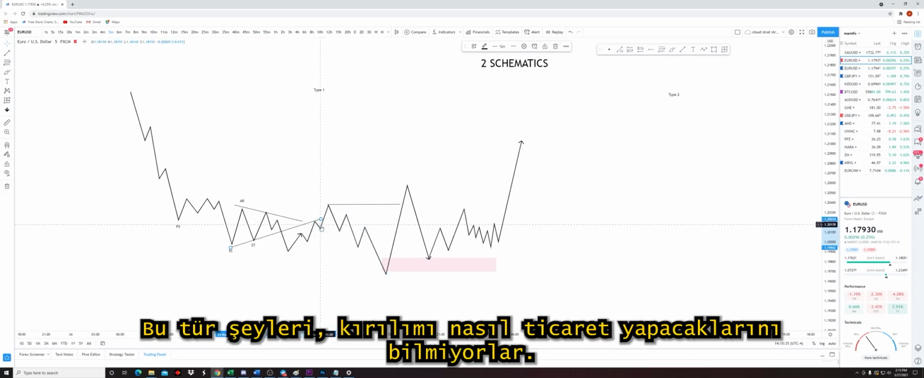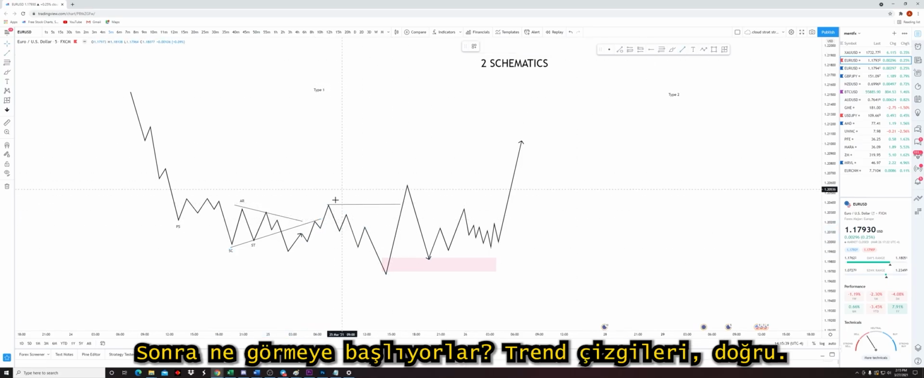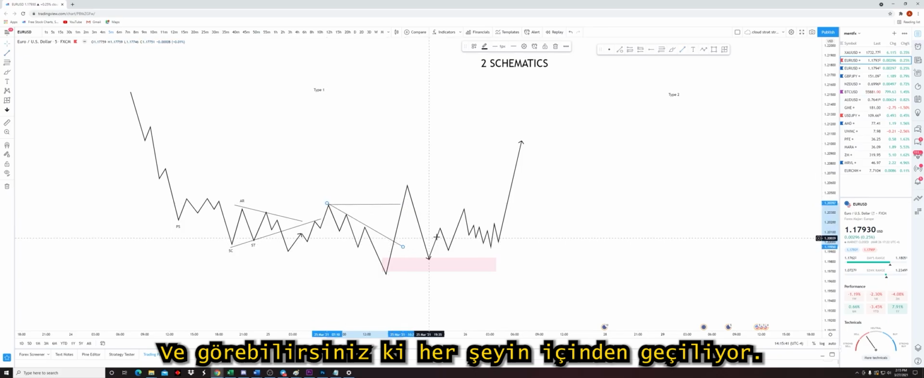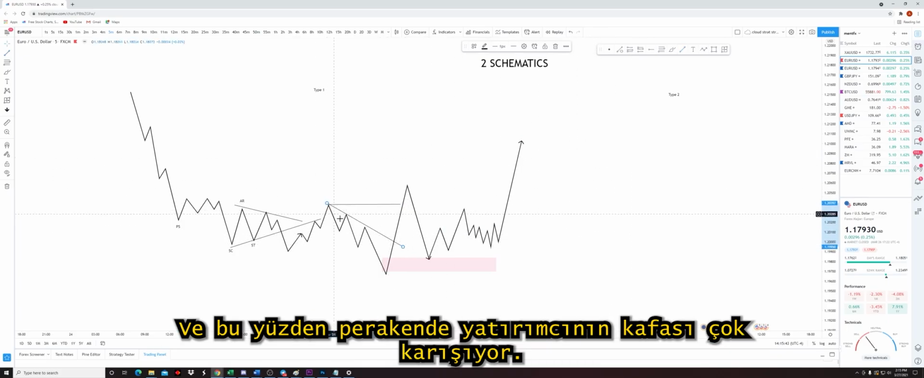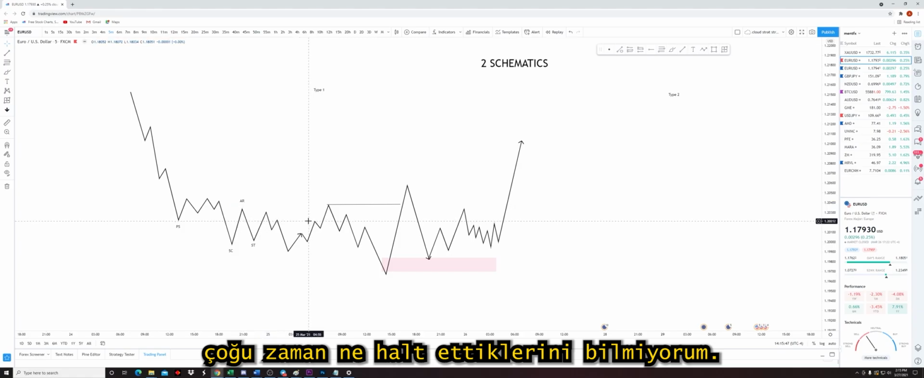They don't know how to trade these type of things. The breakout, they don't know if they should buy this. Then it breaks back down. Then they start seeing what? Trend lines, right? And you can see everything just gets traded through. And this is why retail gets very confused. And this is why even I get confused looking at retail. I don't know what they're doing most of the time.